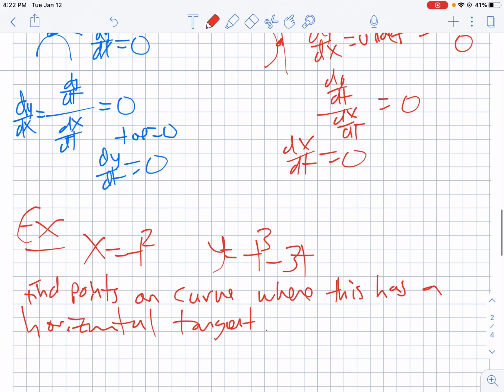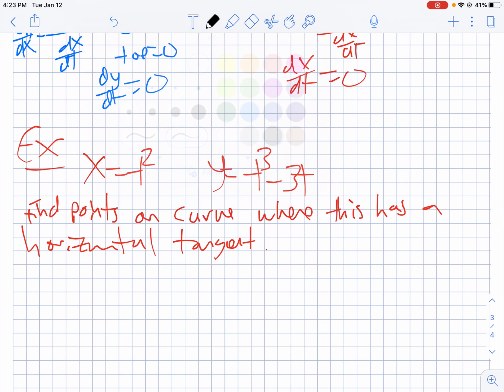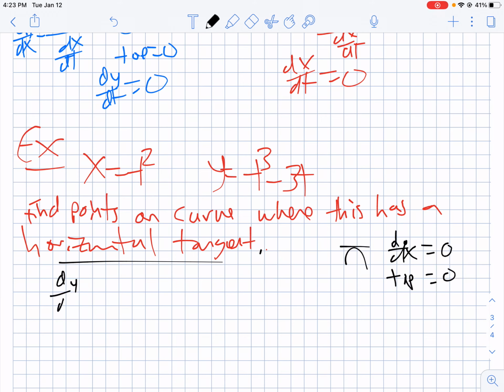Okay, so again, let's think through this process. What does a horizontal tangent mean? I draw the picture in my head. I don't have this memorized or anything. It means I have a slope of 0. So my slope's equal to 0, which means the top's equal to 0. So my dy/dt is equal to 0. That means that 3t squared minus 3 equals 0. So 3 times (t squared minus 1) equals 0.